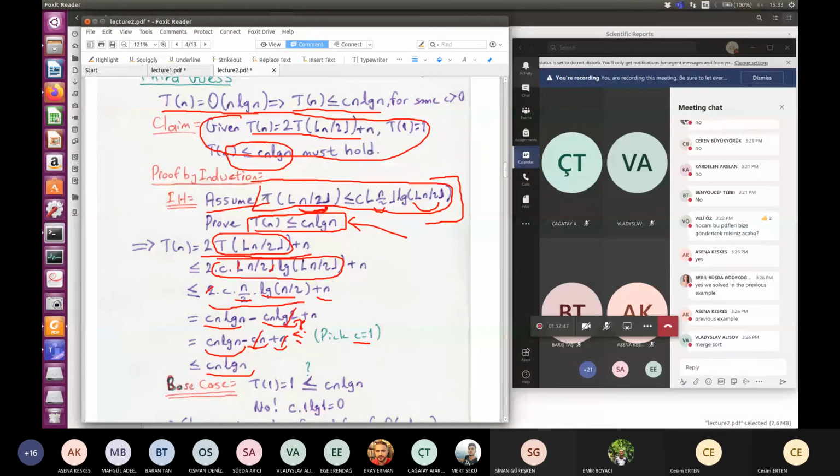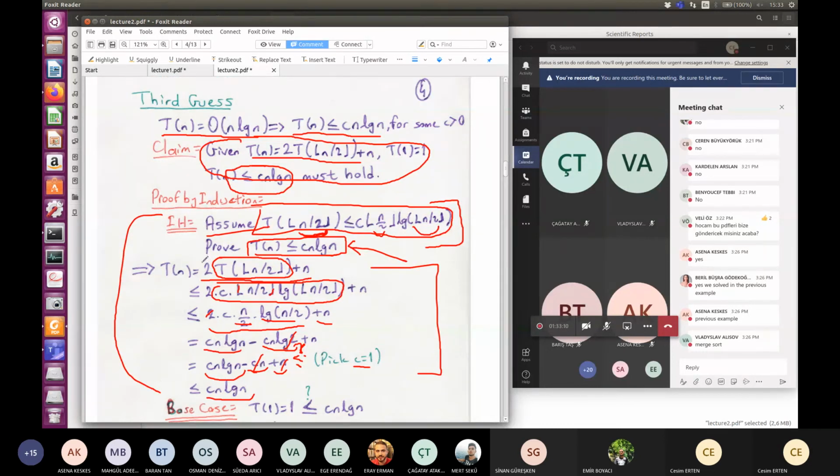Based on our assumption that T of n divided by 2 is less than or equal to C n divided by 2 log n divided by 2, we wanted to show that T of n is less than or equal to C n log n, and that's what we did in here. Finally, this is the inductive component of our proof. We need to prove our claim using the base case as well.